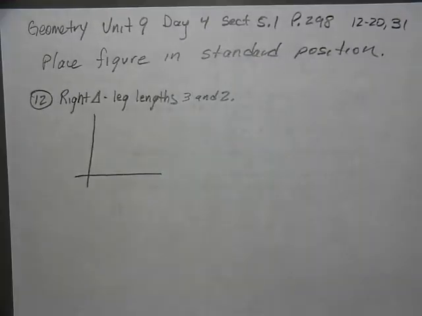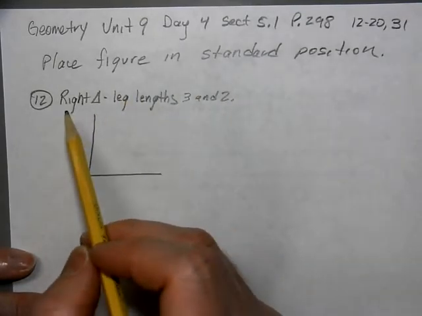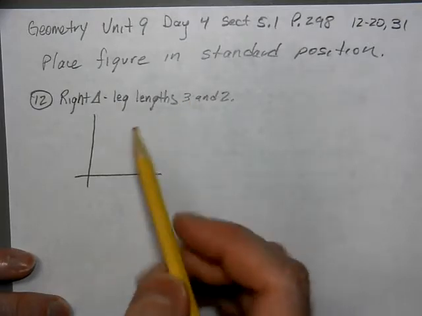This is Geometry Unit 9, Day 4 homework from Section 5.1, page 298. We're looking at placing figures in standard position. We have a right triangle. We have side lengths of 3 and 2.